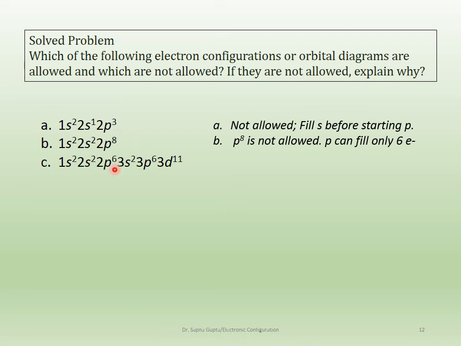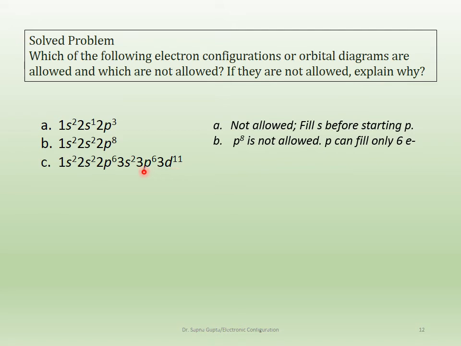Now the third one is getting a little bit larger. We have 1s2, 2s2, this is fine, this is all okay. 2p6 is also all right. 3s2 is fine, 3p6 is also okay. When we get to 3d11, well, that's not possible at so many levels.